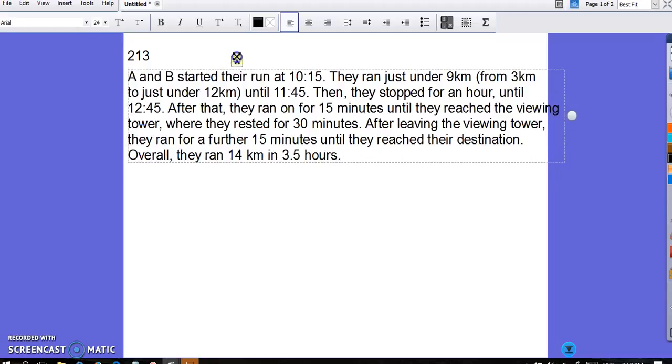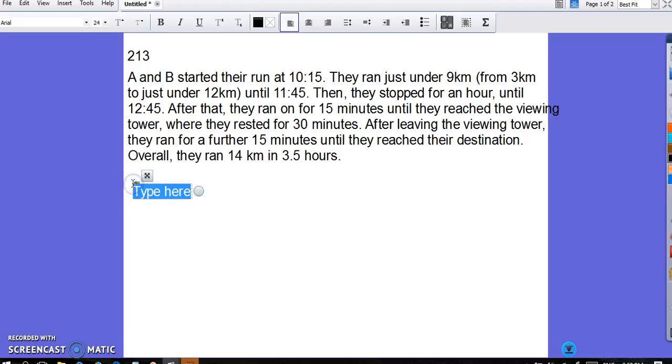That's all I'm expecting for you to answer in 213. You could, if it's something you've done before, find the gradients of the lines and look at how fast they ran when they ran, but I don't expect you to do that, and gradients are something that we'll talk about later. So let's move on to the next question, which is question 215.